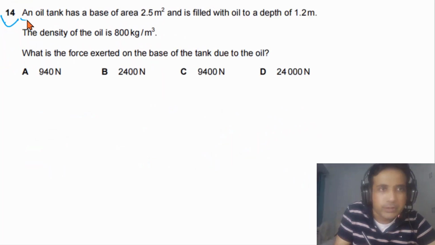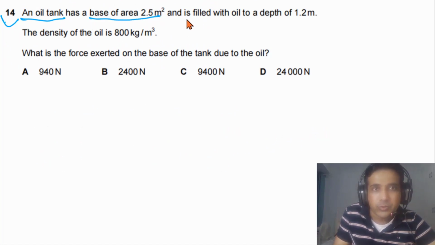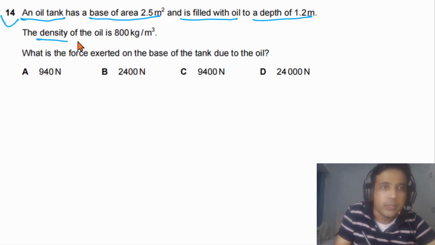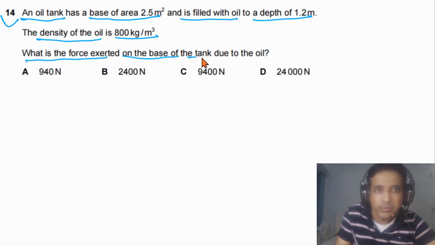Question 14 says an oil tank has a base of area 2.5 meter square and is filled with oil to a depth of 1.2 meters. The density of the oil is 800 kgs per cubic meter. We need to find out what is the force exerted on the base of the tank due to the oil.